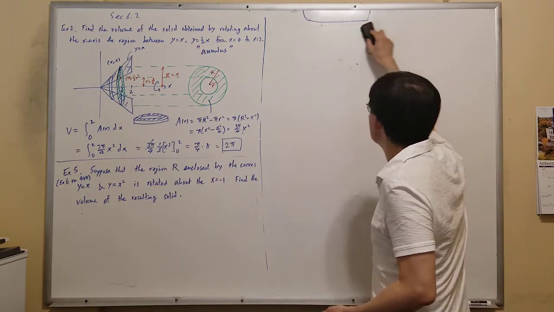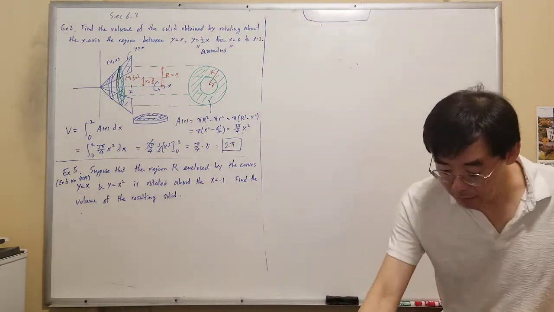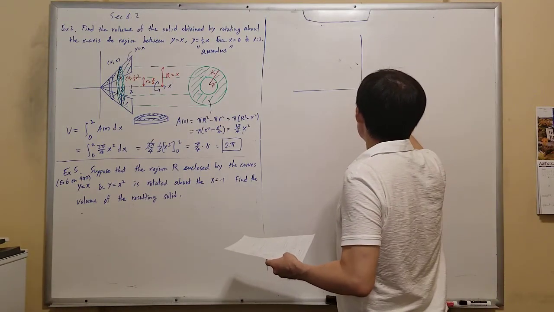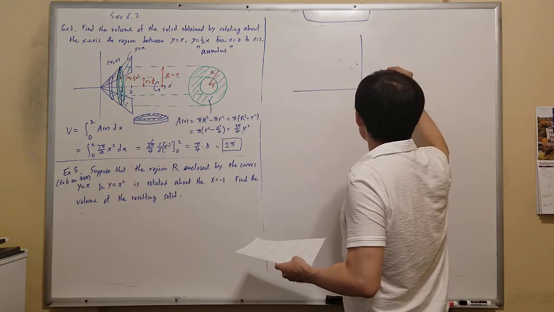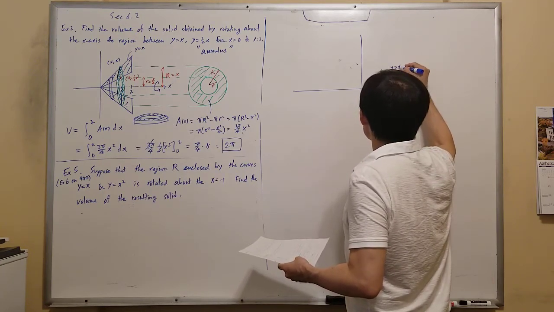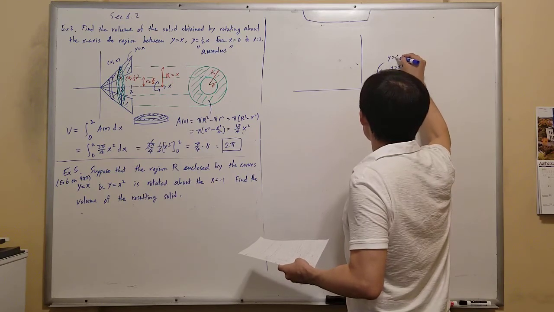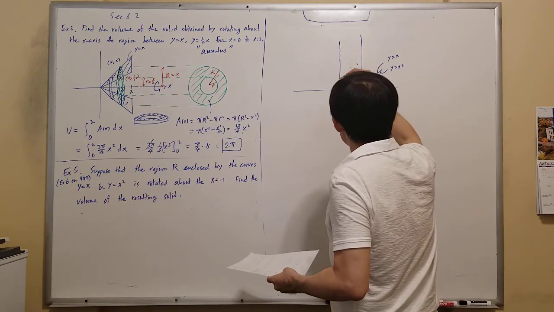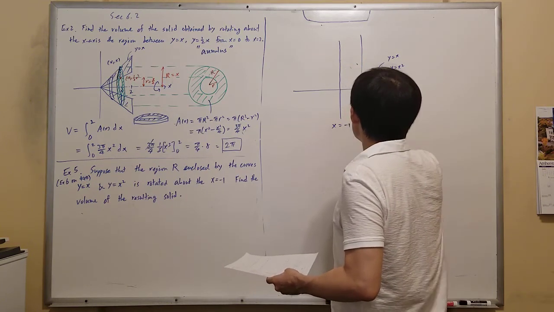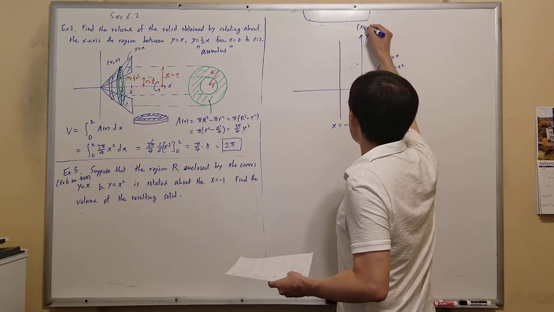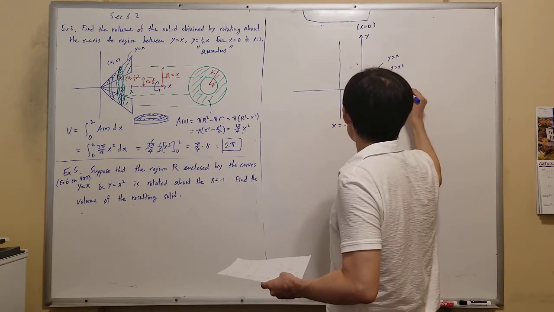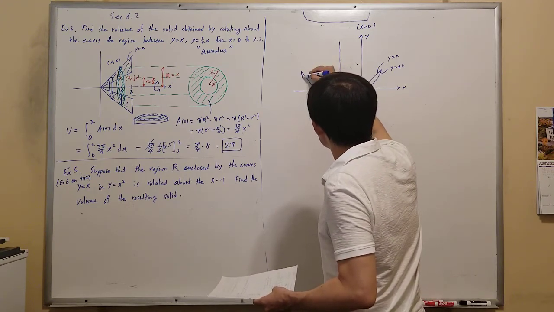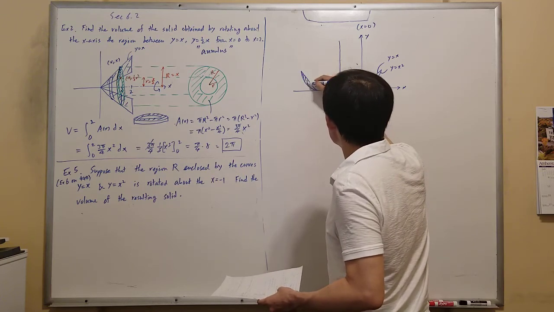What's it going to be? X equals -1. So you have this region, y equals x squared, y equals x. X equals -1. This is the y-axis, which is x equals 0, right? The line equation. So your region will be something like this.